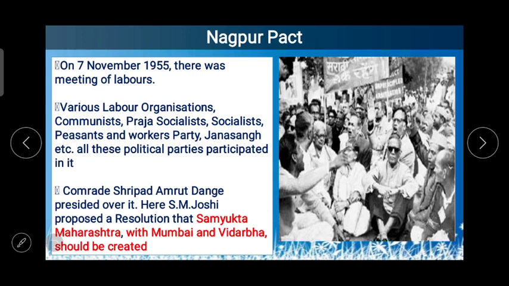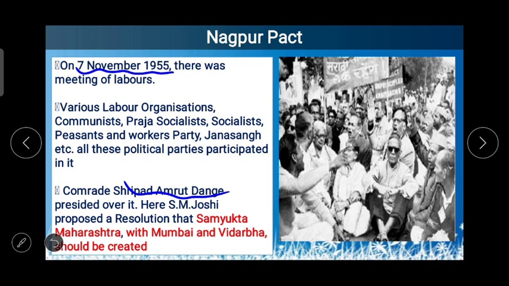So on 7th November 1955, there was a meeting of labours. Now the labours jumped into the movement, and various labour organizations, communists, Praja Socialists, Socialists, Peasants and Workers Party, Jan Sangh, all these parties or the organizations we can say, and political parties participated in it. Comrade Sripad Amrut Dange presided over it.